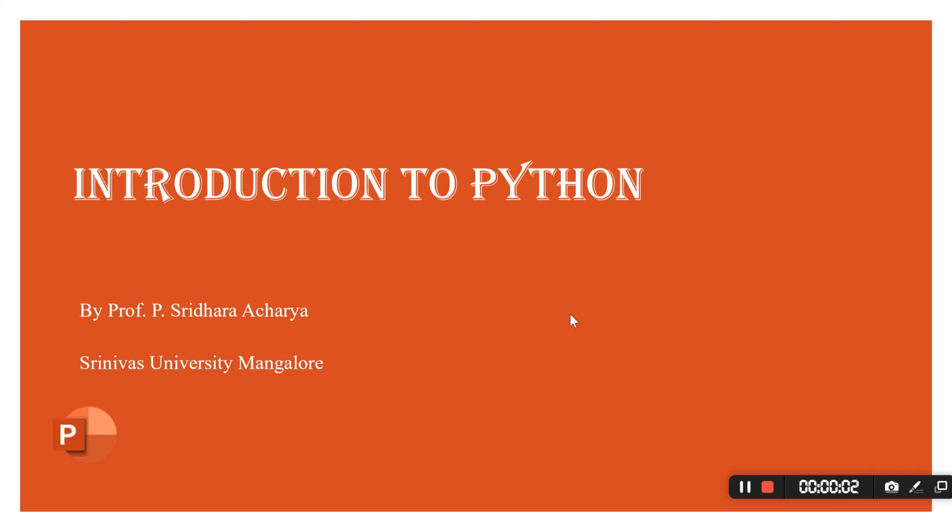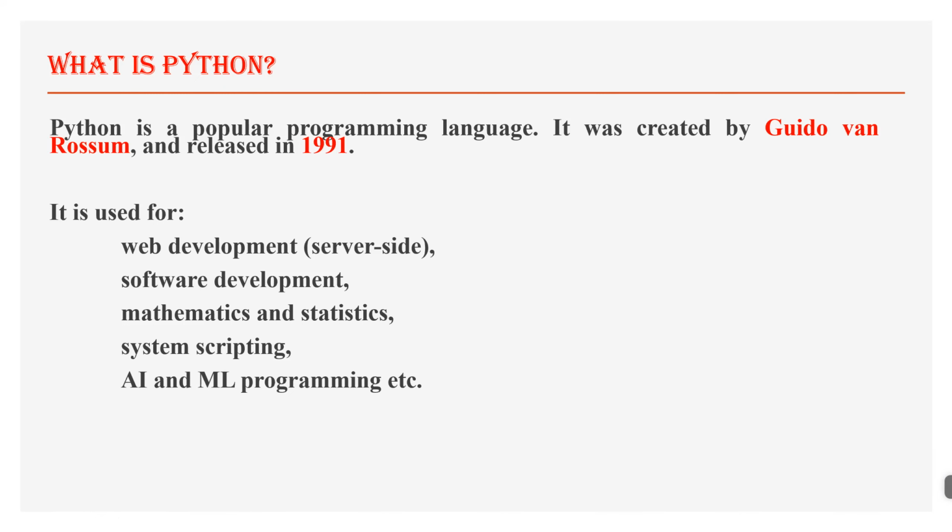Hello everyone. Today I'll start discussing the introduction to Python. Okay, what is Python? Python is a popular programming language. It was created by Guido van Rossum and released in the year 1991. So it's a very popular programming language. Why is it so popular?